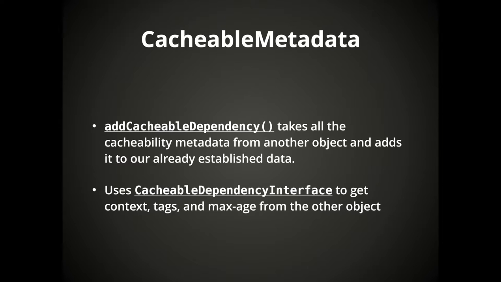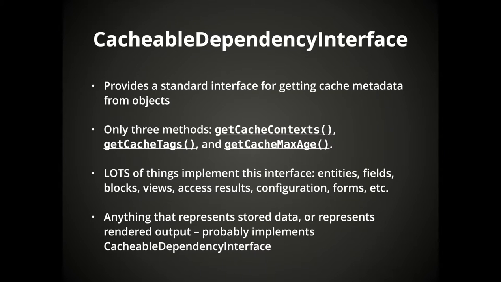So to do that, it uses something in Drupal called cacheable dependency interface to get the context, tags, and max age from another object. The cacheable dependency interface just provides a standard way to get that data. It has three methods: get the tags, get the context, get max age, and lots and lots of objects in Drupal 8 implement this. Pretty much everything, actually. I found at least 200 classes, I think, that implement cacheable dependency interface. Basically, every entity, so every node, user, taxonomy term, even fields implement this, blocks implement this, views, access results, configuration, forms, almost everything says, I'll provide cacheable metadata if you want it.